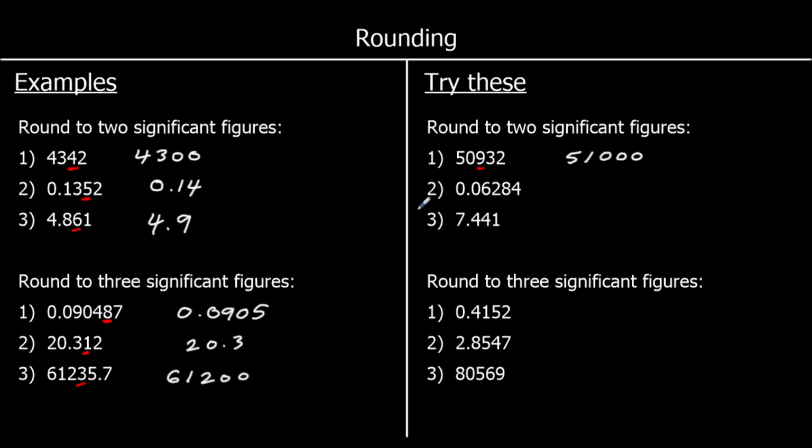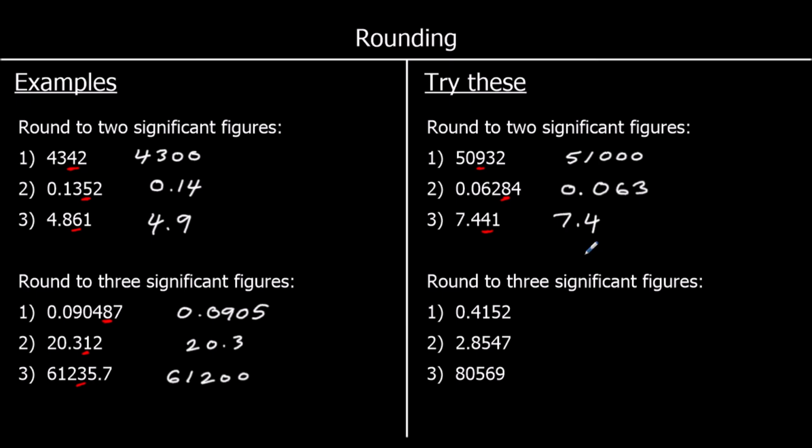Question 2. We don't count the first two zeros. We start counting at the first non-zero number. So 1, 2. And we look at the next one down. Is it 5 or above? Yes. So round up. 0.063. And question 3. We want two significant figures. 1, 2. It's not 5 or above, so leave it as 7.4.